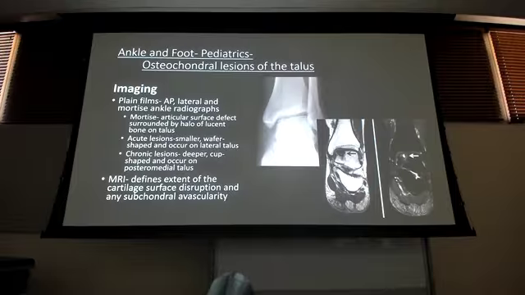For these patients, if they have a symptomatic lesion, we've gotten plain films and they fail non-op treatment, MRI is the gold standard test for defining that cartilage disruption and subchondral avascularity. Mostly it's something we would refer to orthopedics for first from our level, and then they would look at doing an MRI on this.